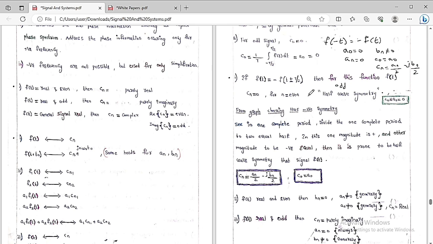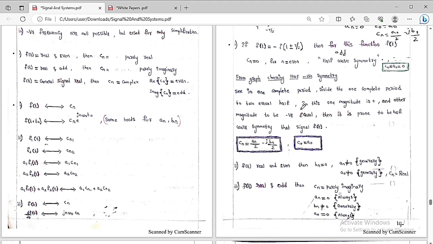I have already told you, only the odd harmonics of the sine terms and cos terms are going to be present, and everything else is 0. So this point you have to keep in your mind. Now the next thing is checking half-wave symmetry from the graph. So from the graph, how to check whether the signal has half-wave symmetry or not.